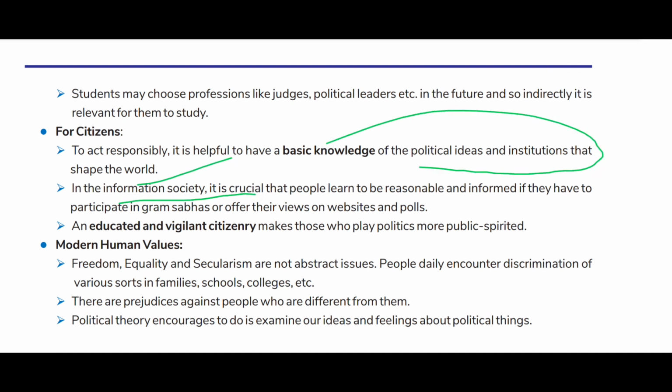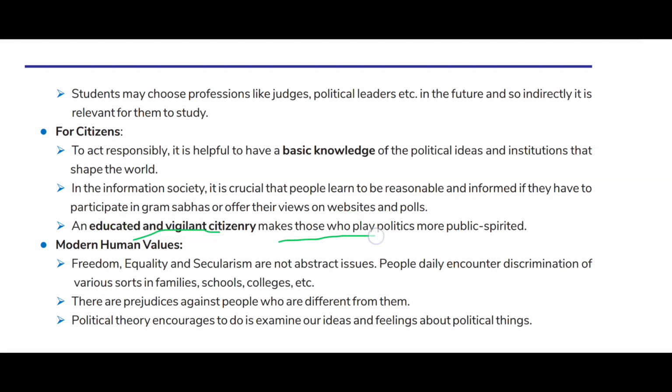In the information society, it is crucial that people learn to be reasonable and informed if they have to participate in gram sabhas or offer their views on websites and polls. An educated, vigilant citizenry makes those who place politics more public spirited.